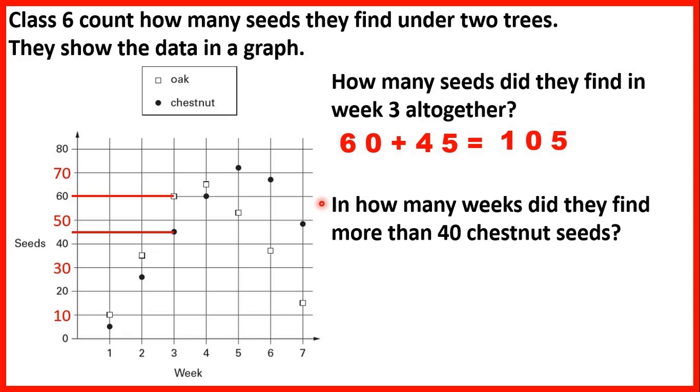Now, in how many weeks did they find more than 40 chestnut seeds? So what we can do here is draw a line across from 40, and we want chestnut seeds, which we can see are the black dots. So how many black dots do we have above 40? We have 1, 2, 3, 4, 5, so that's 5 weeks.